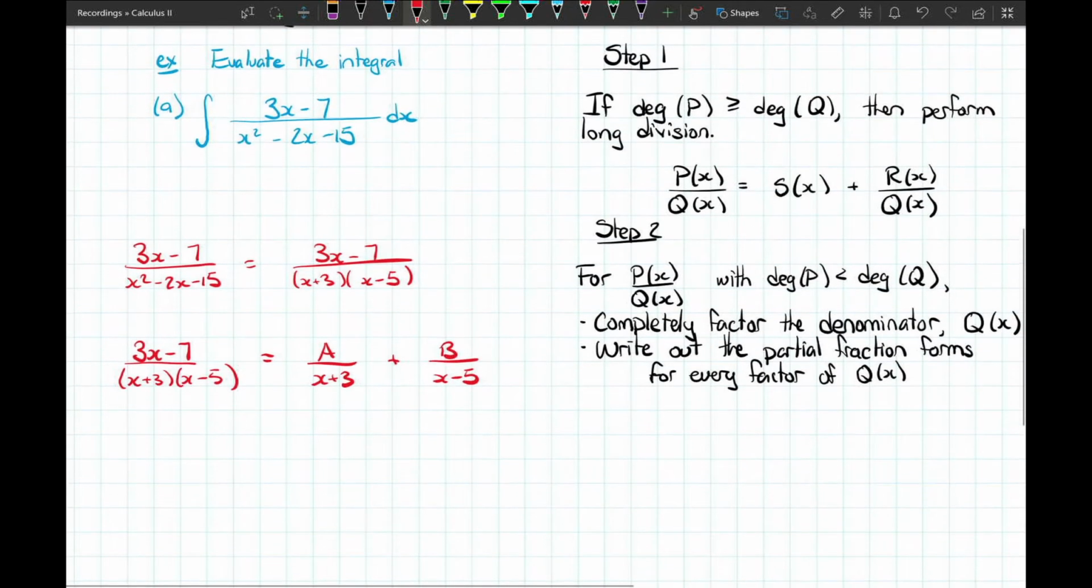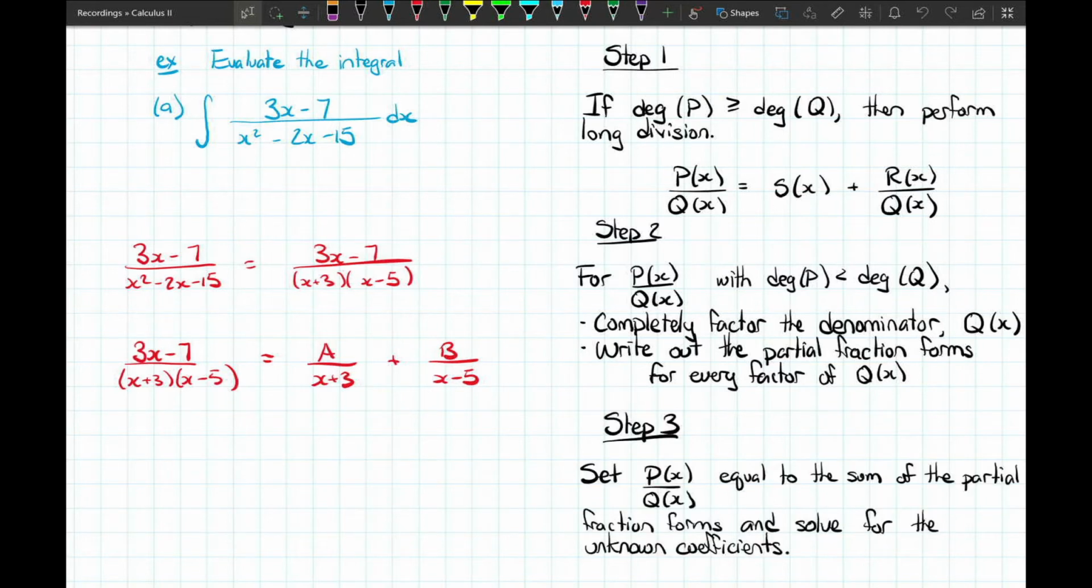Now, we're on to step 3, which is trying to figure out what these constants A and B must be. In order to solve for A and B, it's nice to multiply both sides of this equation by x plus 3 and x minus 5, which is our lowest common denominator. So multiplying both sides by x plus 3 and x minus 5 means that on the left-hand side of the equation, both of those factors cancel out, and we're left with 3x minus 7. Multiplying the next term by x plus 3, that factor cancels out, and we have A times x minus 5. Multiplying B over x minus 5 by the factor x minus 5, that's going to cancel out, and we'll just have B times x plus 3.